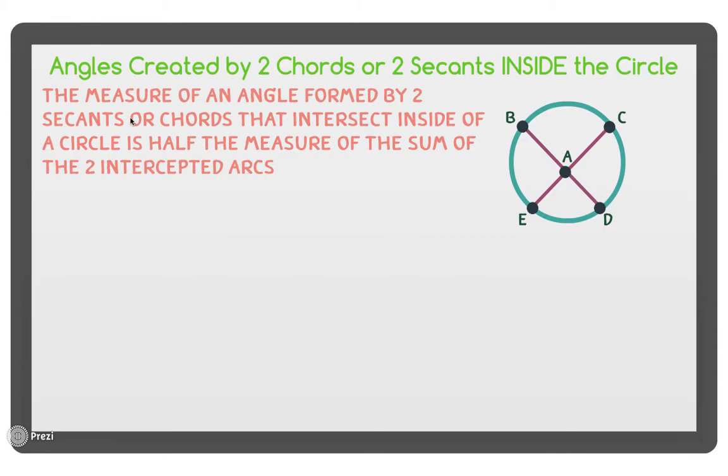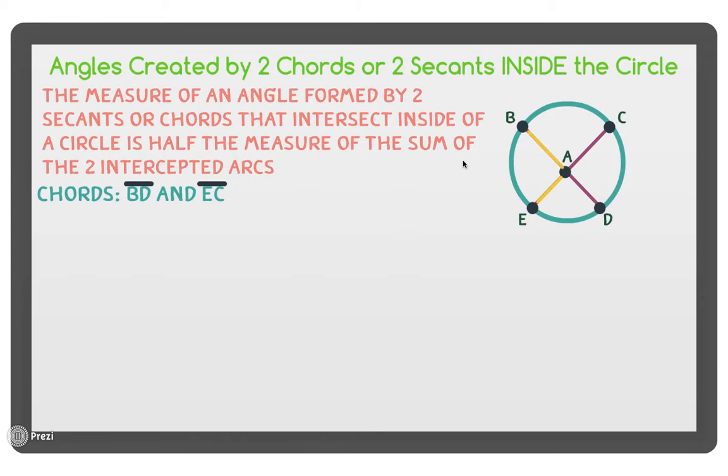So this property states that the measure of an angle formed by 2 secants or chords that intersect inside of the circle is half the measure of the sum of the 2 intercepted arcs. So again, that's a lot to take in, so let's break it down. Okay, so my 2 chords are BD and EC, which actually have a lot of arcs that intercept them. So you're probably like, Miss Long, how do I know which arcs to use when I do the problem? Well, I want to tell you.